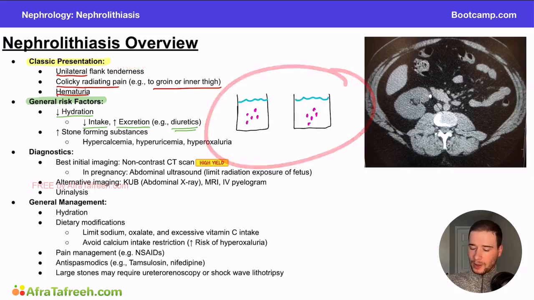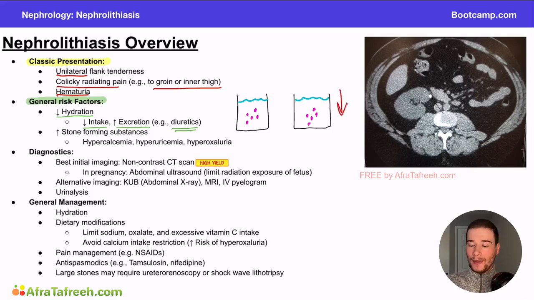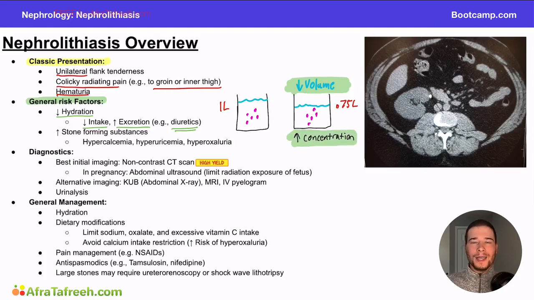Well, let's say we have two containers with equal amounts of volume. Each of them has 5 particles of solute. However, what if we were to take one of these containers and decrease the amount of volume or the amount of water in that container? What would happen? Well, if we decrease the volume or the hydration status, this is going to increase the concentration of the amount of substance per liter. That is to say, if we have 5 solutes over here and 5 solutes over here, but on this side we have 1 liter, we have 5 solutes per liter. However, over here we have 5 solutes per 0.75 liters. This is going to be a more concentrated substance. And a more concentrated substance is going to predispose you to greater risk of kidney stone formation because the increased concentration makes it more likely for these stones to precipitate or to form.